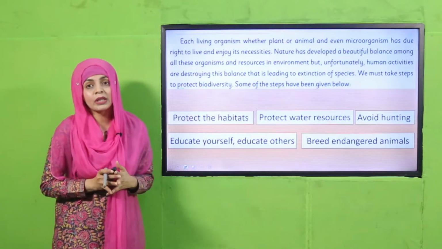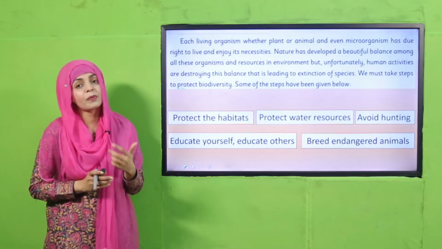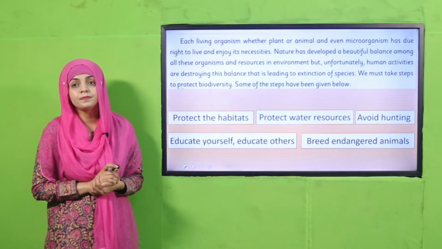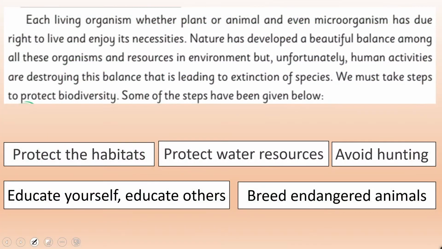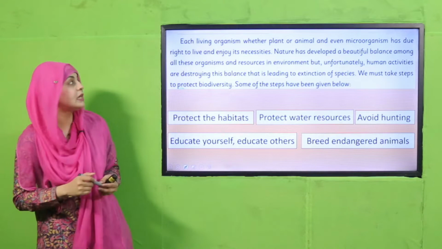So my dear students, now quickly open this page जहाँ पे ways to protect biodiversity है in chapter number 1. I hope everybody has opened the page. Now let's quickly start the reading.